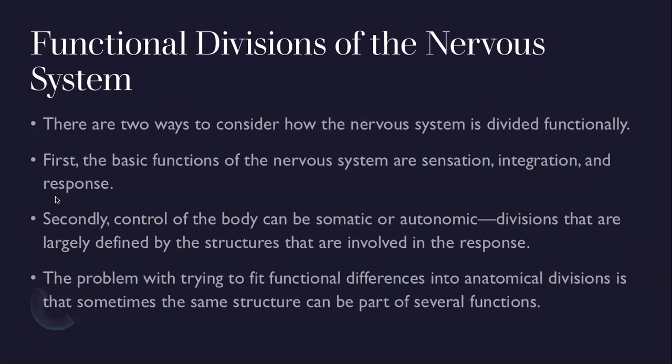Okay, when we talk about functional divisions of the nervous system, there are two ways you can consider how it is divided. First, you could divide it by the basic functions, which are sensation, integration, and response. Secondly, the control of the body could be somatic or autonomic. Those divisions are largely defined by the structures involved in the response. The problem you'll run into when you try to fit functional differences into anatomical divisions is that sometimes the same structure can be part of several functions. We'll talk about examples of that in just a bit. But let's get into it.